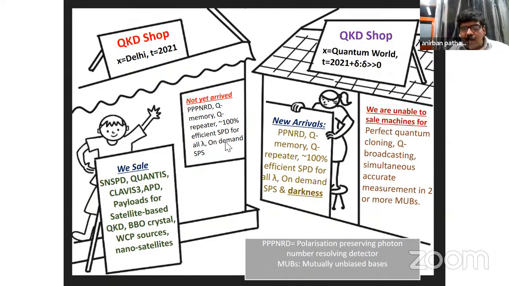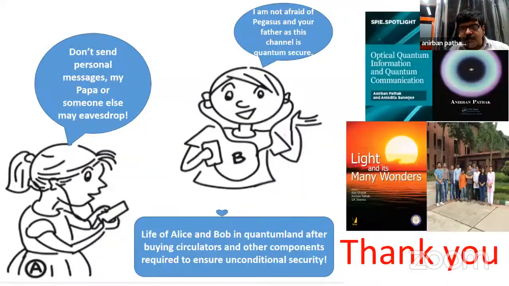Later on, these things will be available, the technology will develop, but certain things will not be possible. Perfect cloning will not be allowed because that's stopped by quantum mechanics. Quantum broadcasting will not be allowed. So things are moving. And here is Alice and Bob.